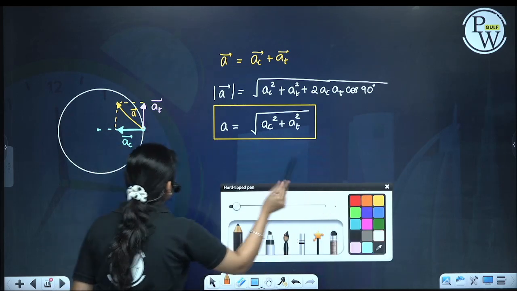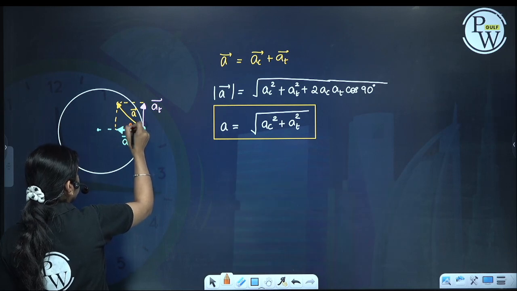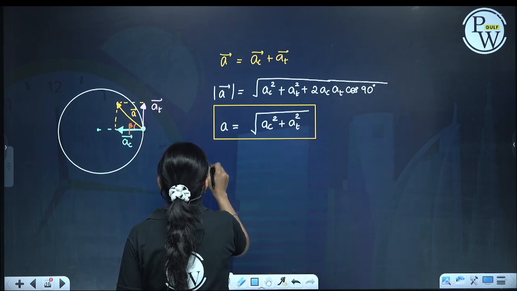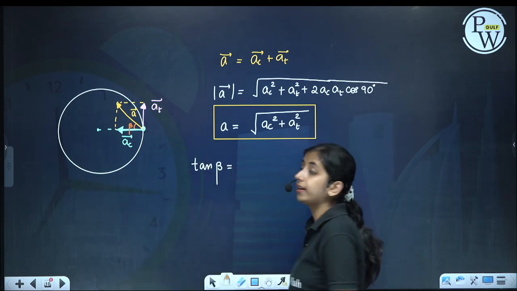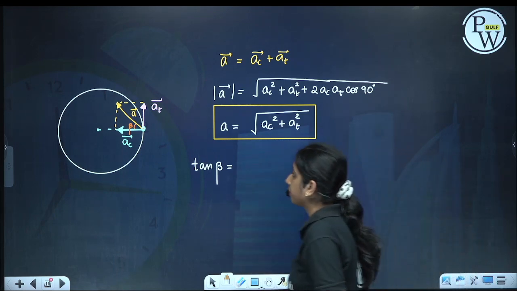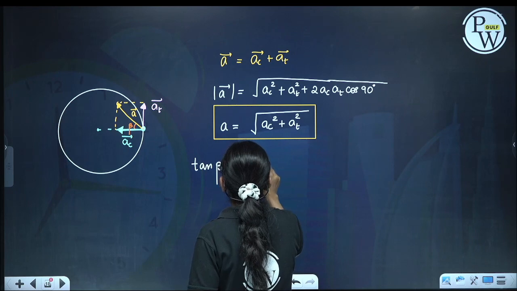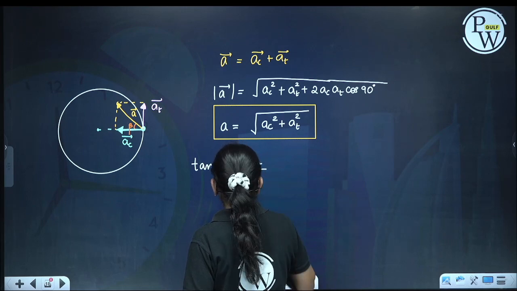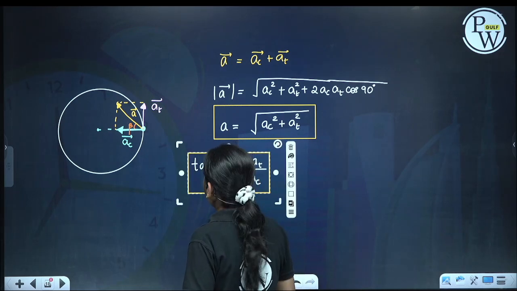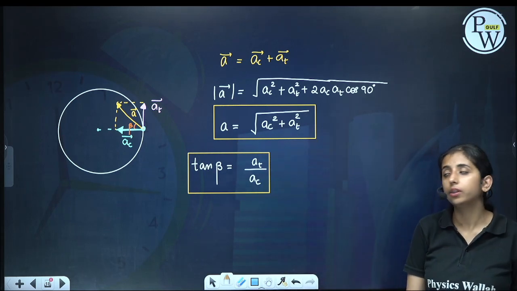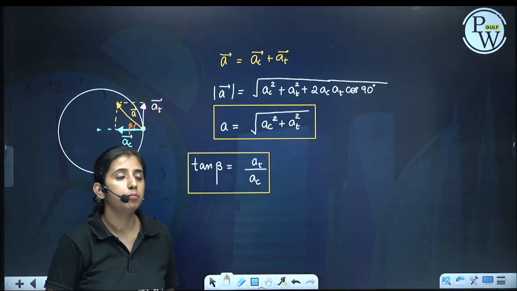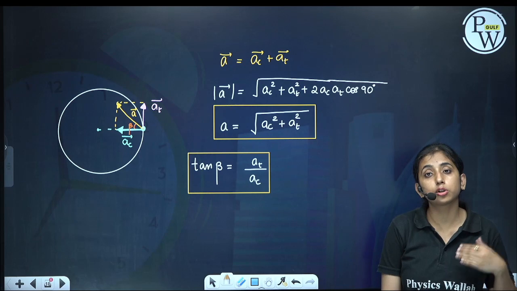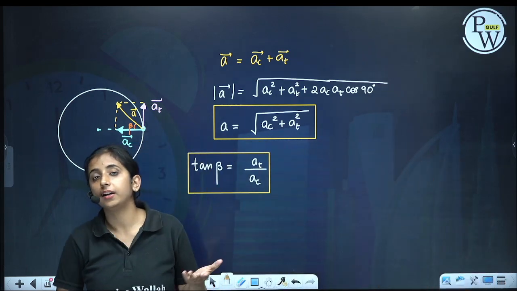Now what angle will it make? If this angle is beta, now take tan beta. What angle will this total acceleration make with the radius vector? Let us find. Tan beta will be equal to AT by AC. So this is the angle which the total acceleration makes with the radius vector. This is all about tangential acceleration, centripetal acceleration, and total acceleration of a particle moving in a circular path.